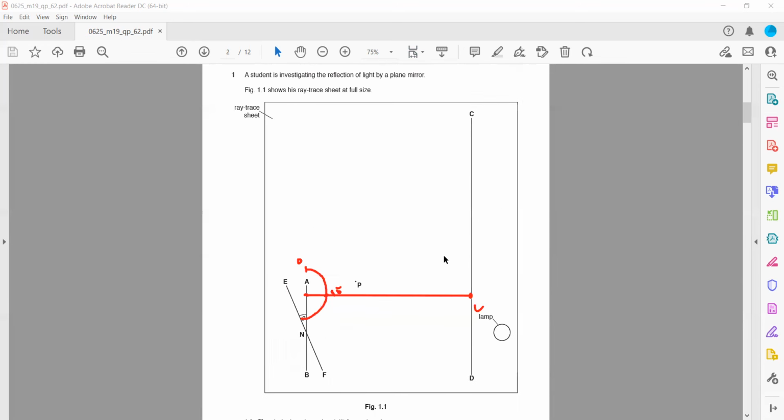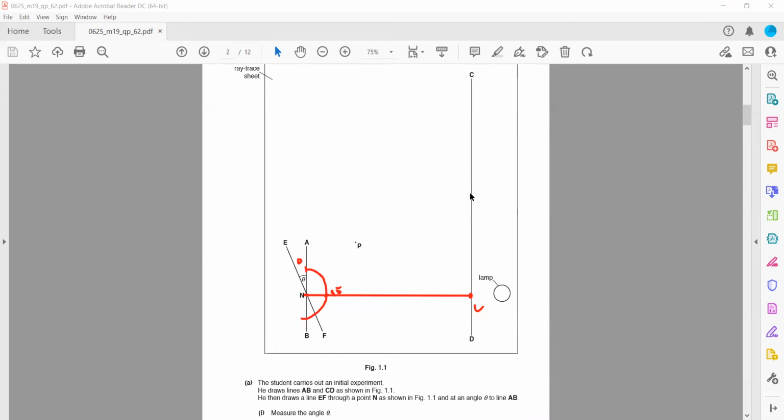So basically what the student did, the student placed a slit here, and on line EF the student placed a mirror. When the light from the lamp passes through this slit and strikes the mirror, the ray bounces back. The student identifies the position of this reflected ray by placing a pin. So the question is, is it a suitable distance?